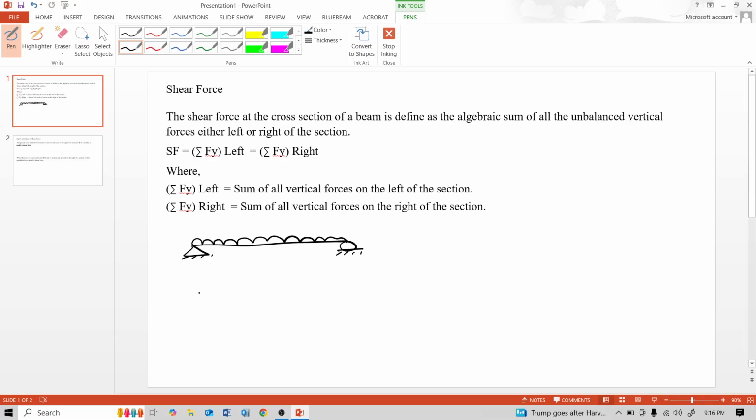See, the free body diagram of this simply supported beam. This is A, the hinge support, and B, the roller support. At A there is the vertical reaction AY and the horizontal reaction AX, and at the roller, the vertical reaction BY.